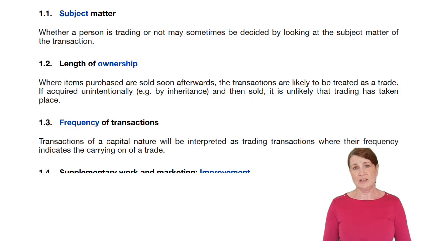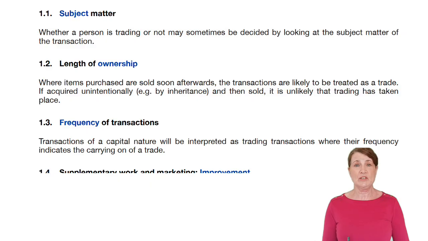Now, there's lots and lots of case law to do with the badges of trade, and some of them are quite funny, quite interesting. So to give you an example, many years ago, somebody bought 1 million rolls of toilet paper. And they sold this toilet paper and made a profit. And they tried to claim that the profit should fall under the capital gains tax rules. And HMRC said, no, it's a trading profit.